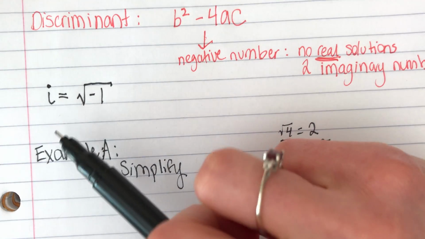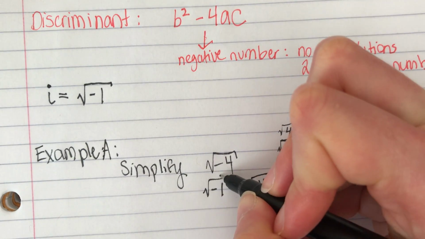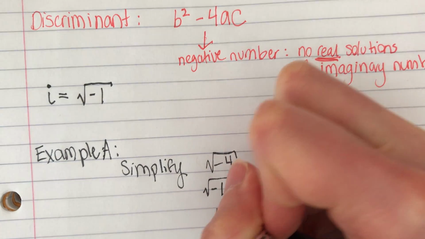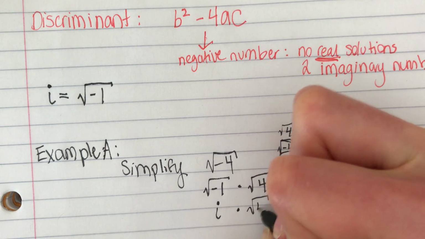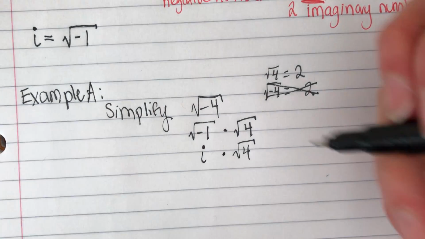So we already set up here that i is equal to the square root of -1, and this is the square root of -1 right here. So instead of writing the square root of -1, we're going to go ahead and write i in its place. So now we have i times the square root of 4. Okay, now we've gotten rid of that negative sign and we can continue simplifying.